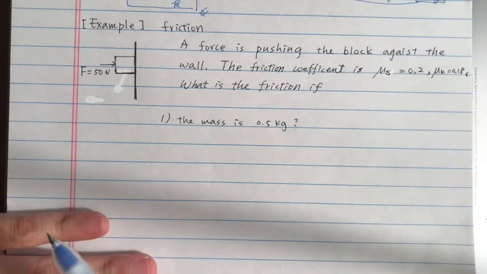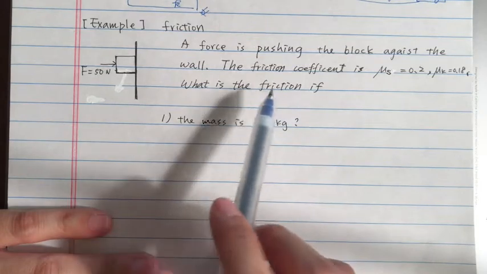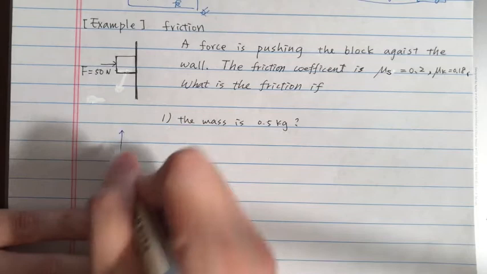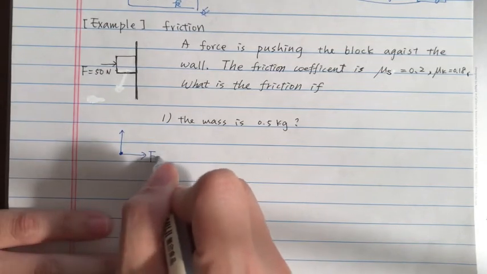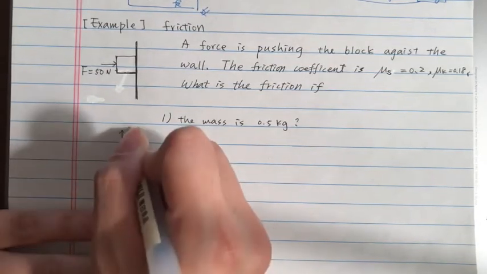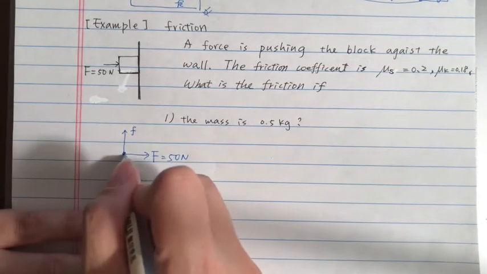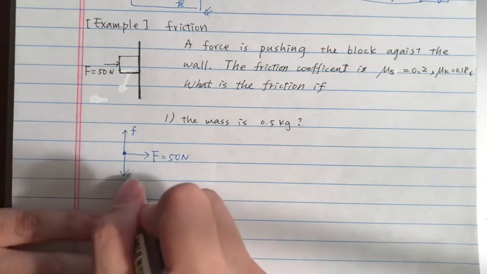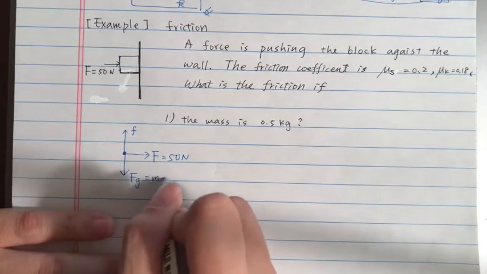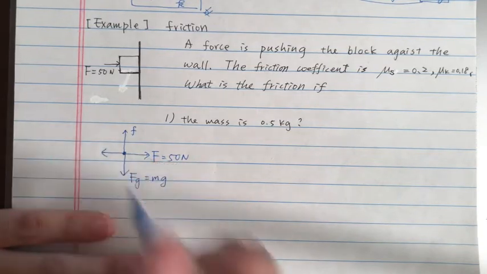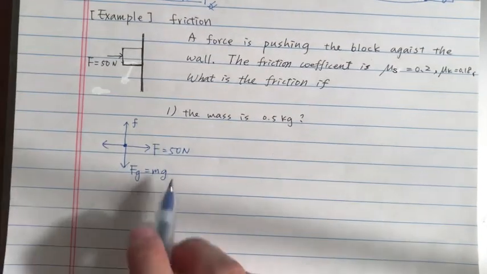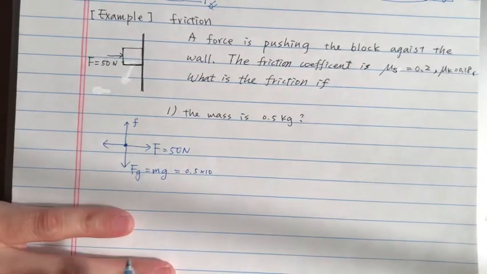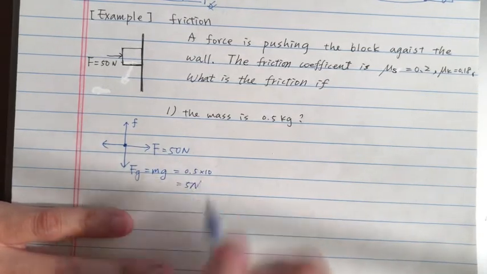All right. So now let's see. Let's draw a free body diagram on the block to help us think about it. So first, we know there's a push force here. There's a friction force going up, gravitational force going downward, and the normal force. So the gravitational force is 0.5 times 10, which is 5 Newton.